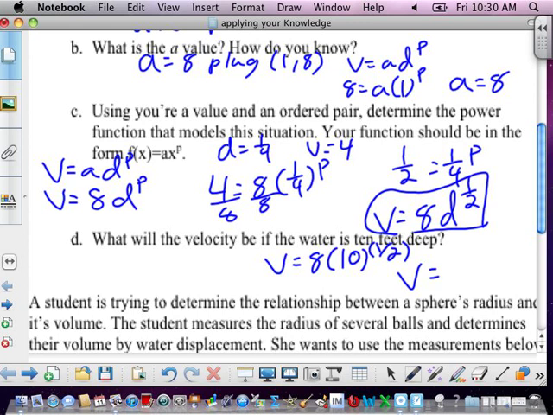So the velocity is what, ladies and gentlemen? Yeah, let's leave it at 25.29, and that's feet per second.